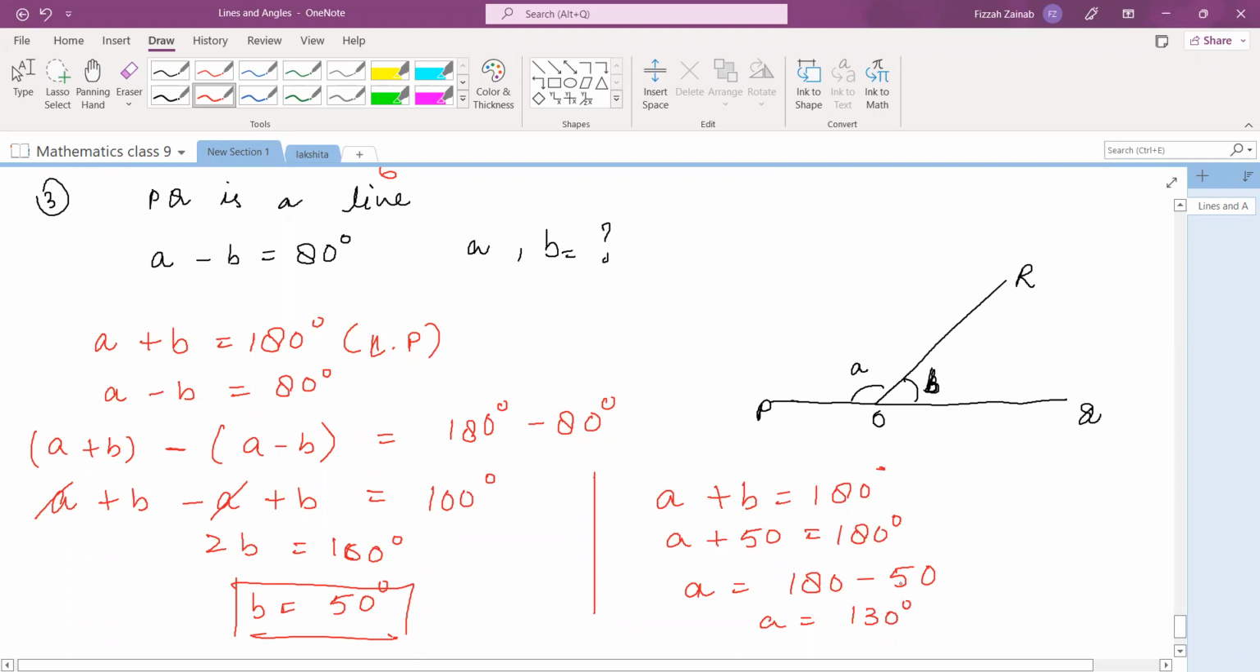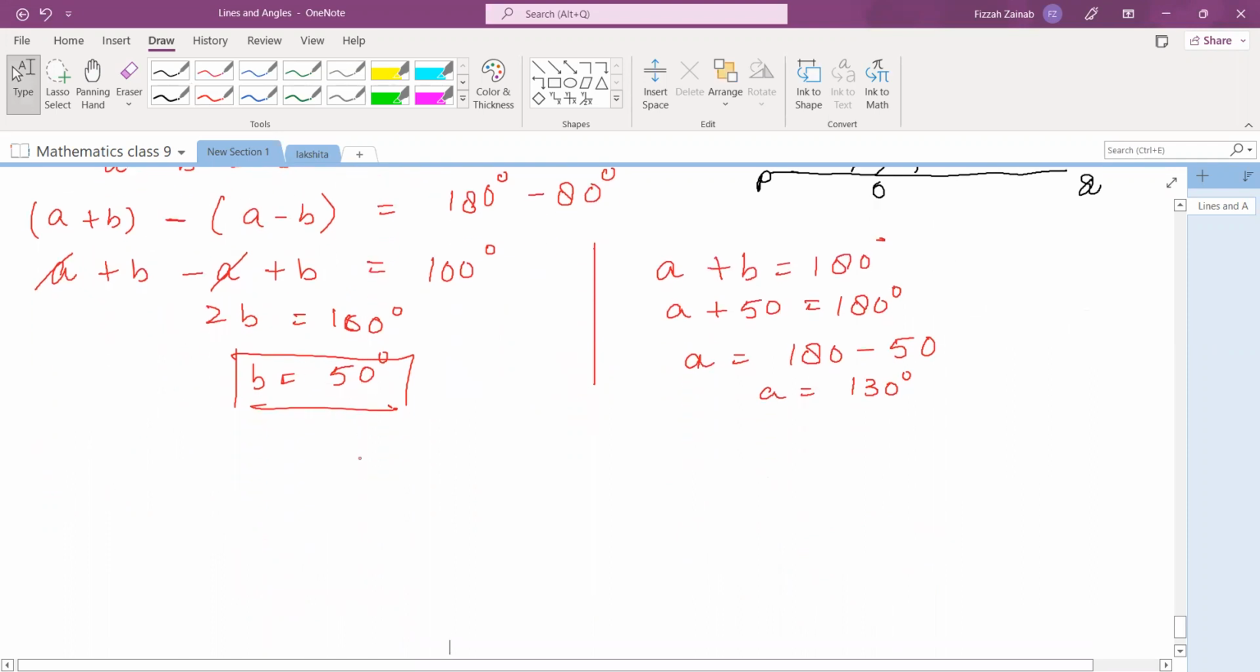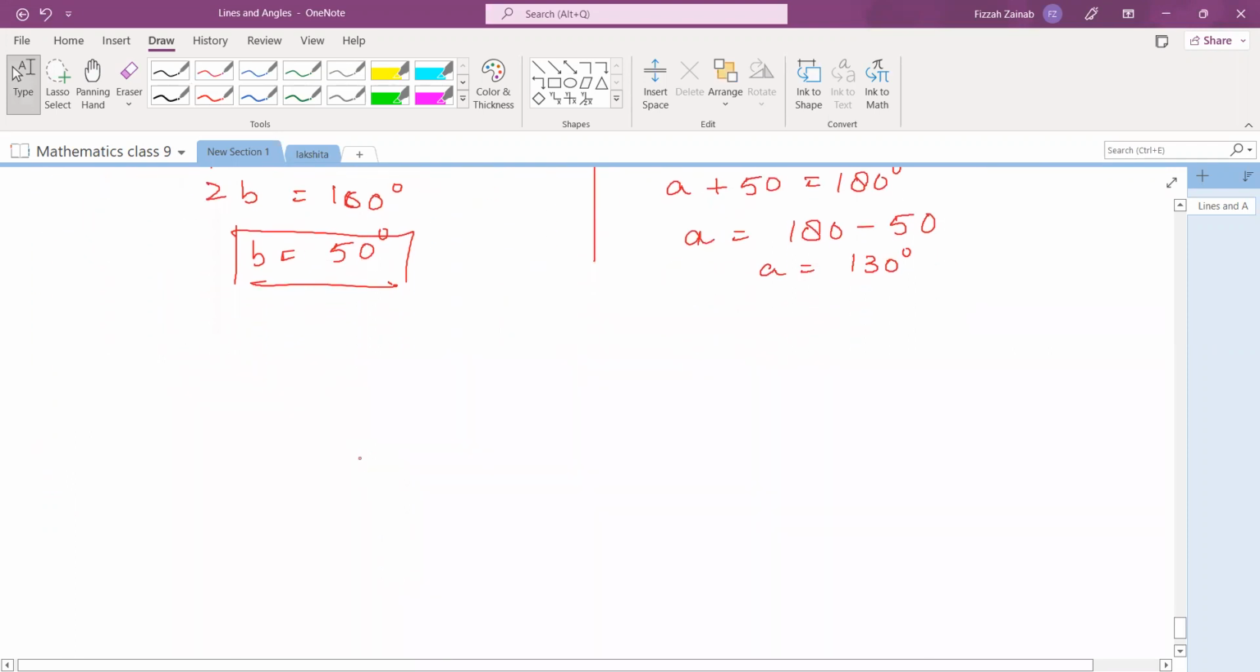Okay, so it's all calculation. But this is where the theorem has been used. The rest is all calculation. Okay, one more, you do it.